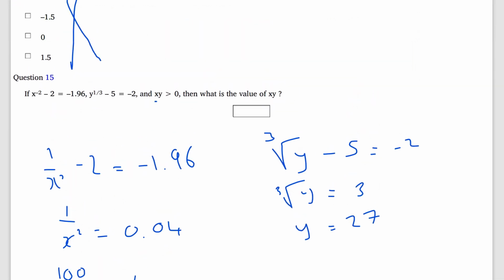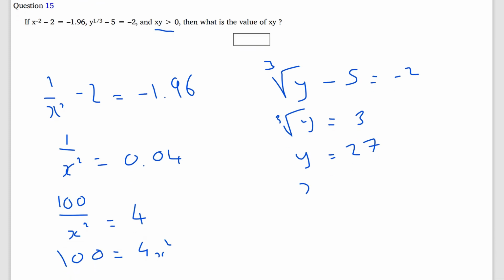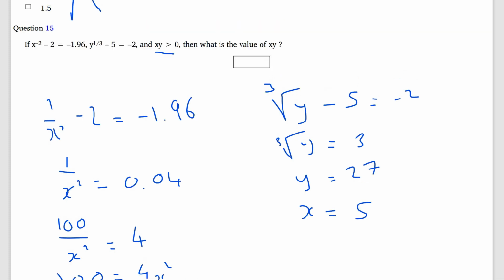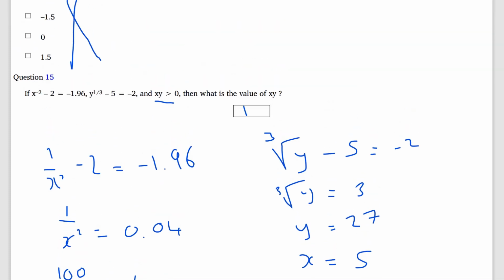But they've told us here that x must be positive, because either they're both positive, so it's greater than 0, or they're both negative, so it's greater than 0. But we know y is positive, so x must be positive, so therefore x must be 5. And then x times y would be 5 times 27, which I can do in my head, that's 135. And we are done with that drill.